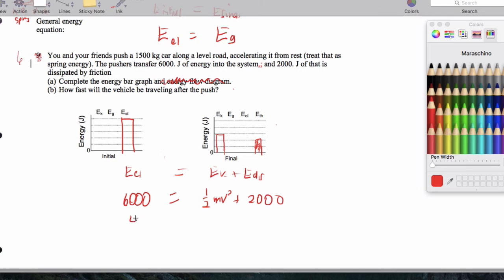So we have 4,000 equals 1,500 times a half, because that's the mass, times v squared. So we have 4,000 equals 750 v squared. So that's going to be 400 divided by 75 is v squared.